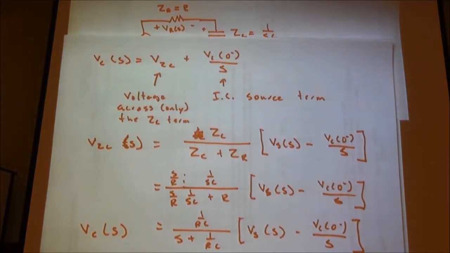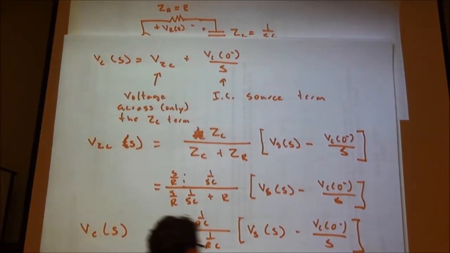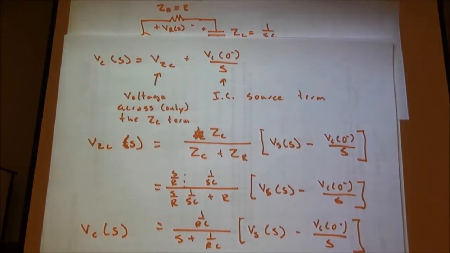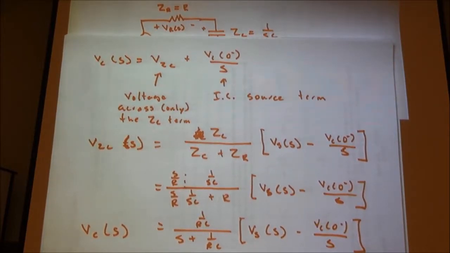And essentially that's kind of a boxable concept right now. If we have an RC circuit, we now have an expression for the voltage across the capacitor in the S domain. So from here on out, it's what we did last week. We find the poles and partial fraction expansion.